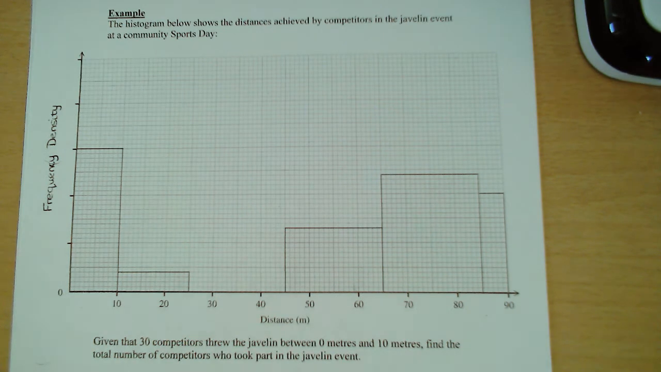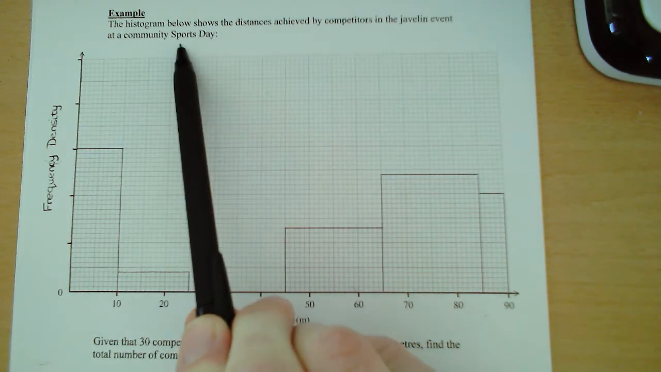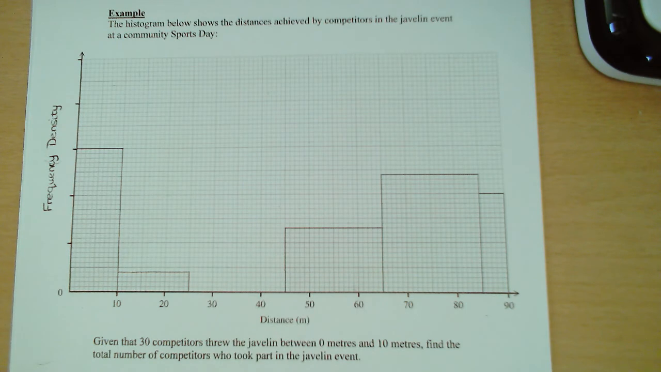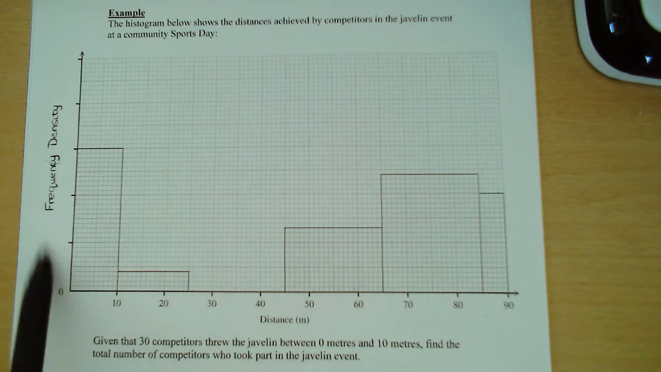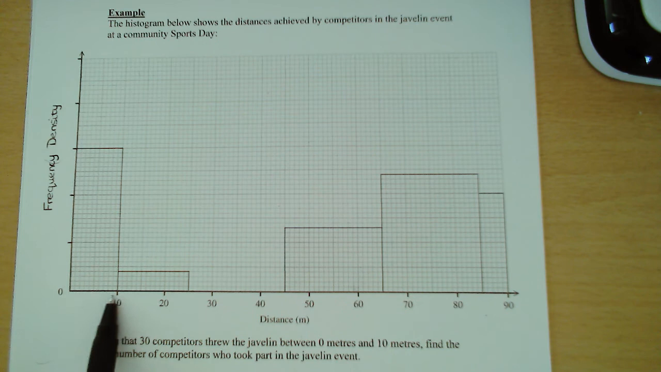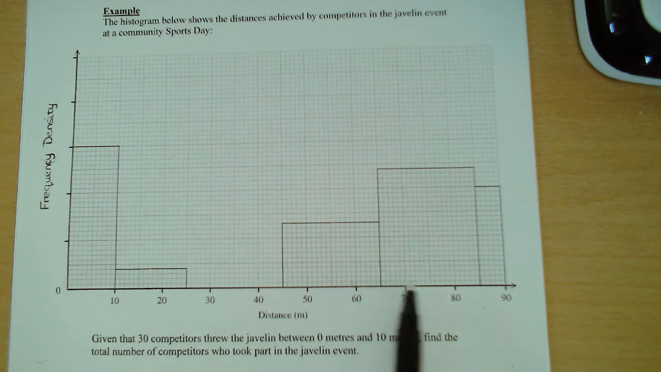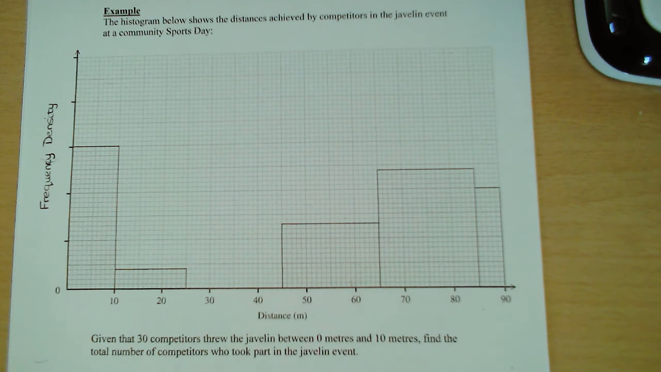It says the histogram below shows the distances achieved by competitors in the javelin event at a community sports day. What that basically means is that the area of each bar gives you the number of people who threw the javelin between two particular values. For example, the first bar represents the number of people who threw the javelin between 0 and 10 meters. The fourth bar represents the number of people who threw the javelin between 65 and 85 meters.